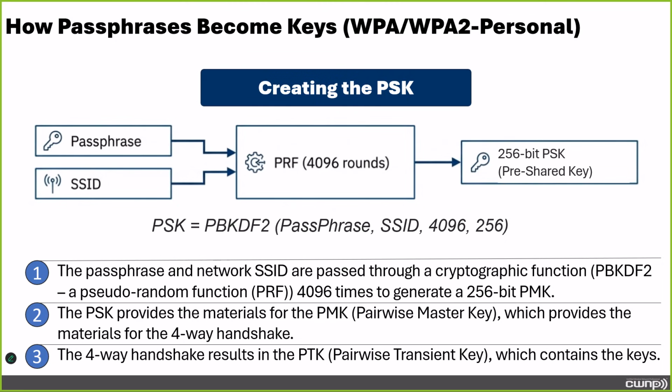So the PSK provides the materials for the pairwise master key, or we could say the PSK equals the PMK. And then that goes through the four-way handshake, which generates the PTK, the pairwise transient key, which contains the actual keys. We'll get into that a bit more later on. But for now, just know that the passphrase is not the PSK. So it's not what you start with when you go into the four-way handshake. What you start with is the passphrase. Then you generate the PSK from that. That becomes your PMK, which is fed into the four-way handshake.